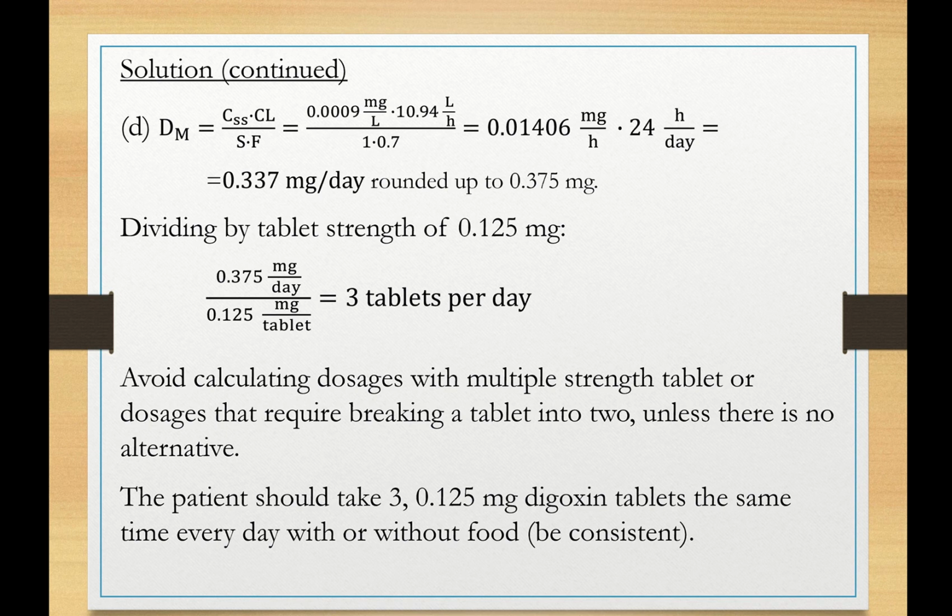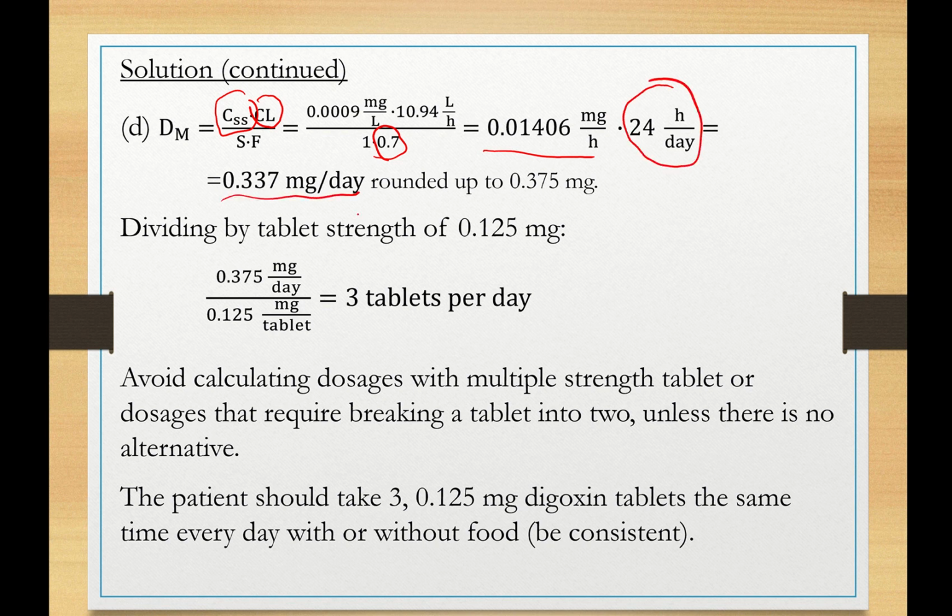Now, we need to calculate the maintenance dose. Maintenance dose is calculated with the clearance, of course. So our therapeutic levels, again, the CSS is 0.0009 milligrams per liter times the clearance, which is 10.94. Now here, the maintenance dose is given as tablets, right? Because the patient now is stabilized, and the bioavailability factor of the tablet is 0.7. So carrying out the algebra, it is 0.01406 milligrams per hour, and you calculate the daily dose by multiplying by 24.